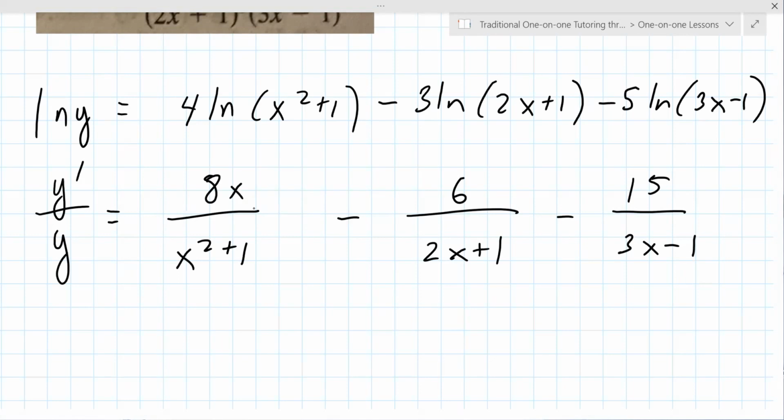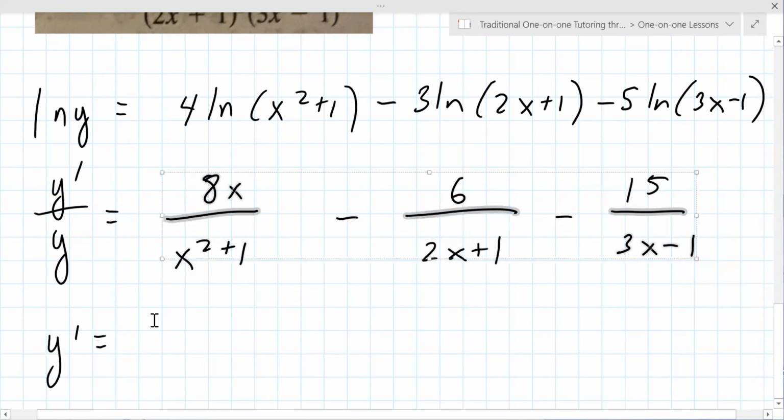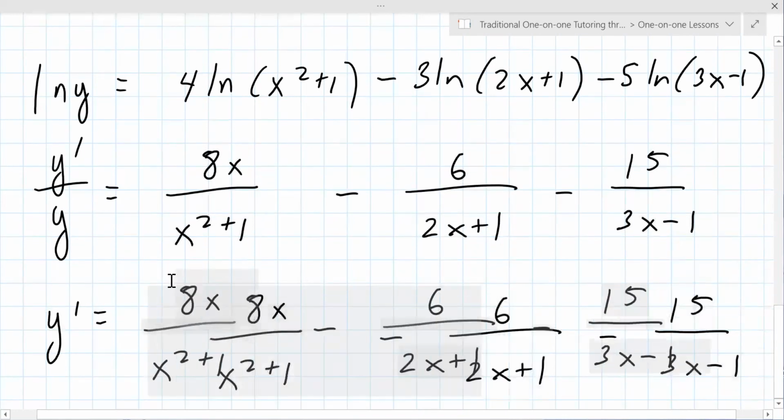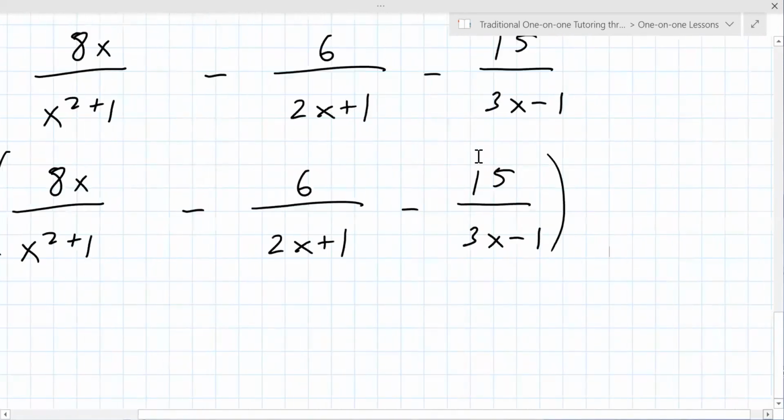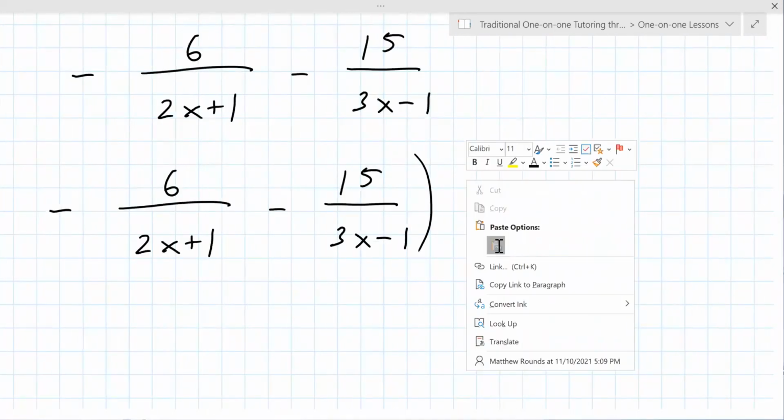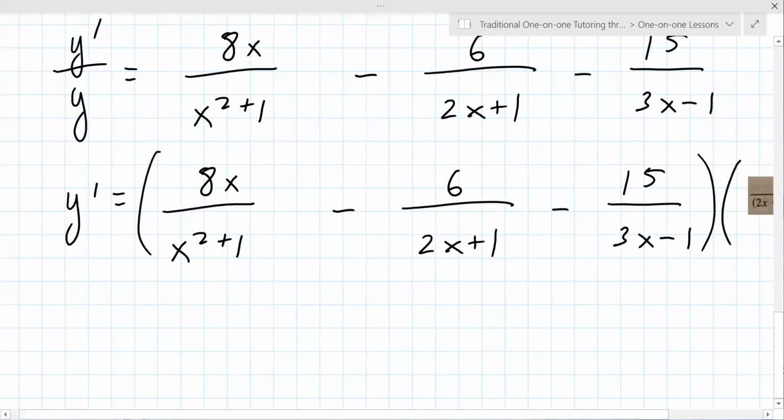Okay, so do you recall what to do from this point to get it down to y prime? Yes, I do. Okay. And then you always end up multiplying by y, which is the original, all this stuff. All righty.